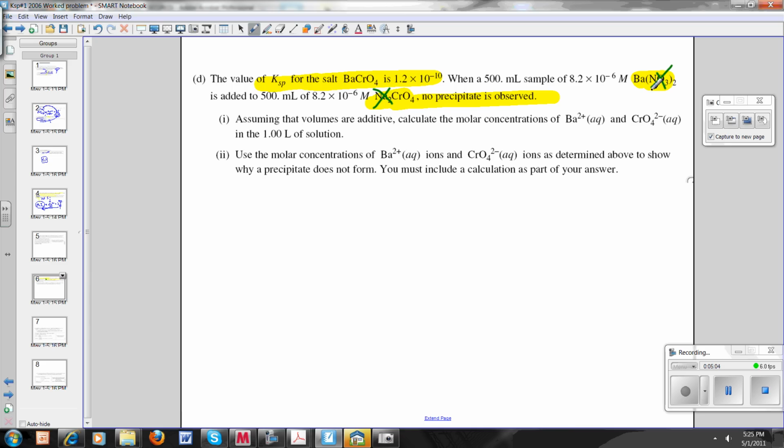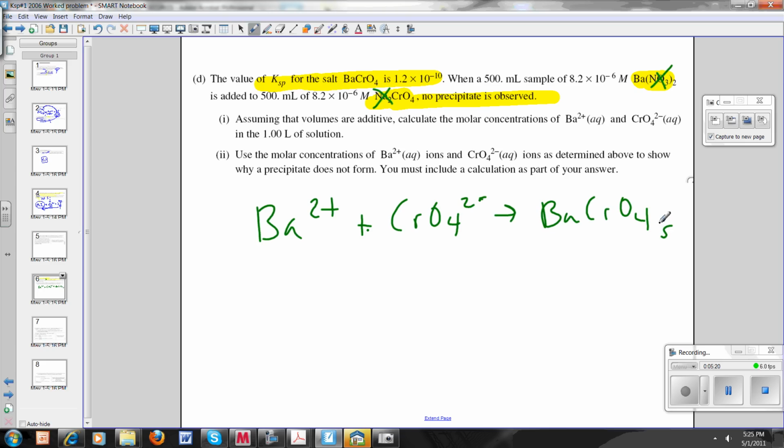So really what we're talking about is forming Ba2+ coming together with CrO4 2- and producing BaCrO4. It's a solid. First thing you have to do is find moles of each. You calculate the molarities of each and plug them into the, actually I should have written it the other way. The Ksp for this is going to be the concentration of Ba2+ times the concentration of CrO4 2-.